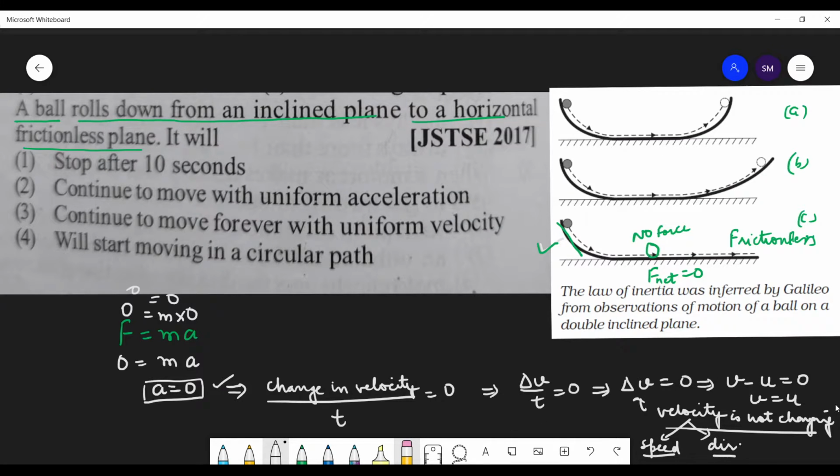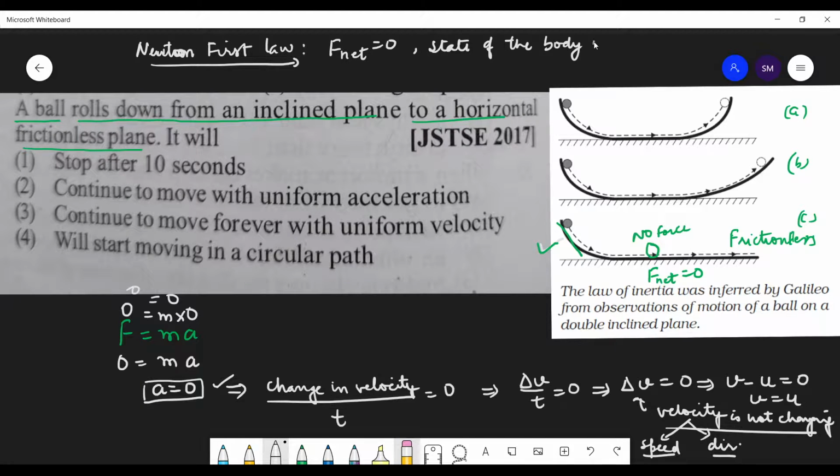So that is what Newton's first law is. If there is no force acting on a body, then the state of the body will not be changed. That's Newton's first law. So Newton's first law says that if F net is equal to 0, the state of the body will not change.